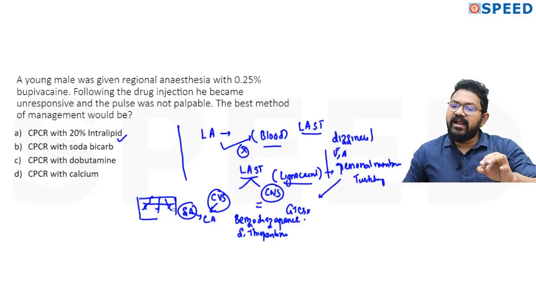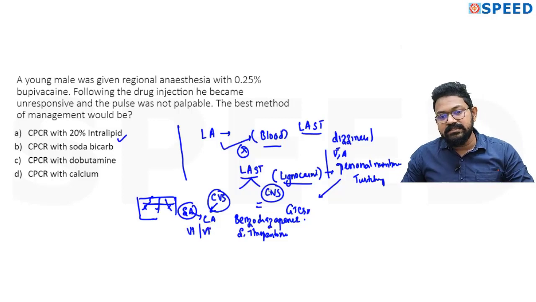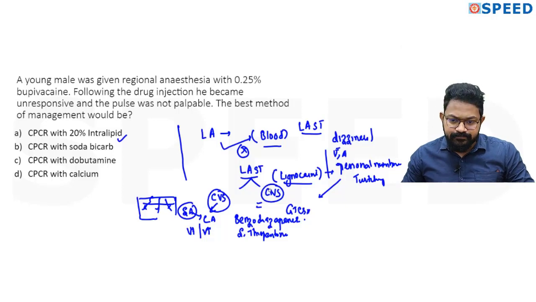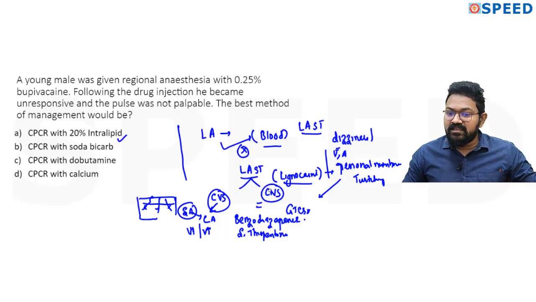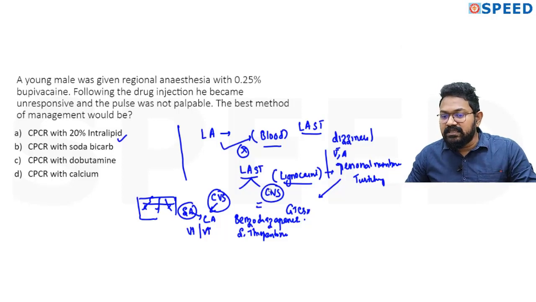So the patient might be in frank asystolic cardiac arrest, or the patient might be having ventricular fibrillation or ventricular tachycardia. Like in this particular patient, if you see this case history here, the pulse is not palpable. So obviously we are talking about cardiotoxicity. The patient will definitely be in cardiac arrest. The patient might be in asystolic rhythm, or in VF-VT rhythm, or other cardiac arrest rhythms, right? So this is what happens in your heart.